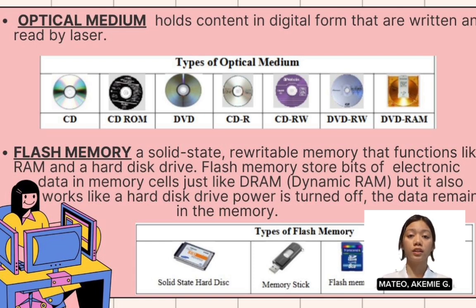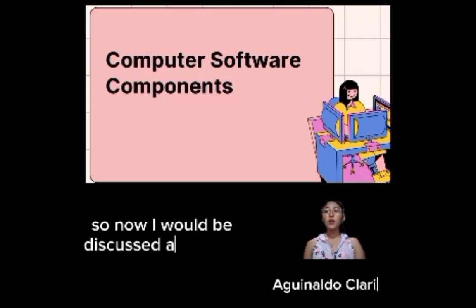Flash memory is solid state and has no moving parts. It uses electronic circuits to store data. For example, flash drives and memory cards. So now, I will discuss computer software.